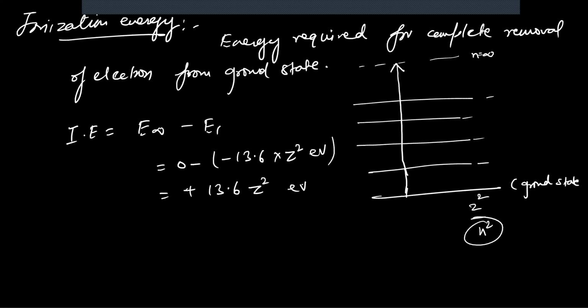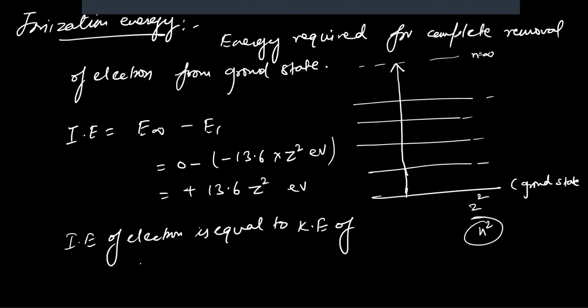Now the ionization energy is always equal to the kinetic energy of the electron in the first shell. Okay. So we can say that ionization energy of electron is equal to the kinetic energy of electron in the first shell. Okay. Got it? Note it down, please.